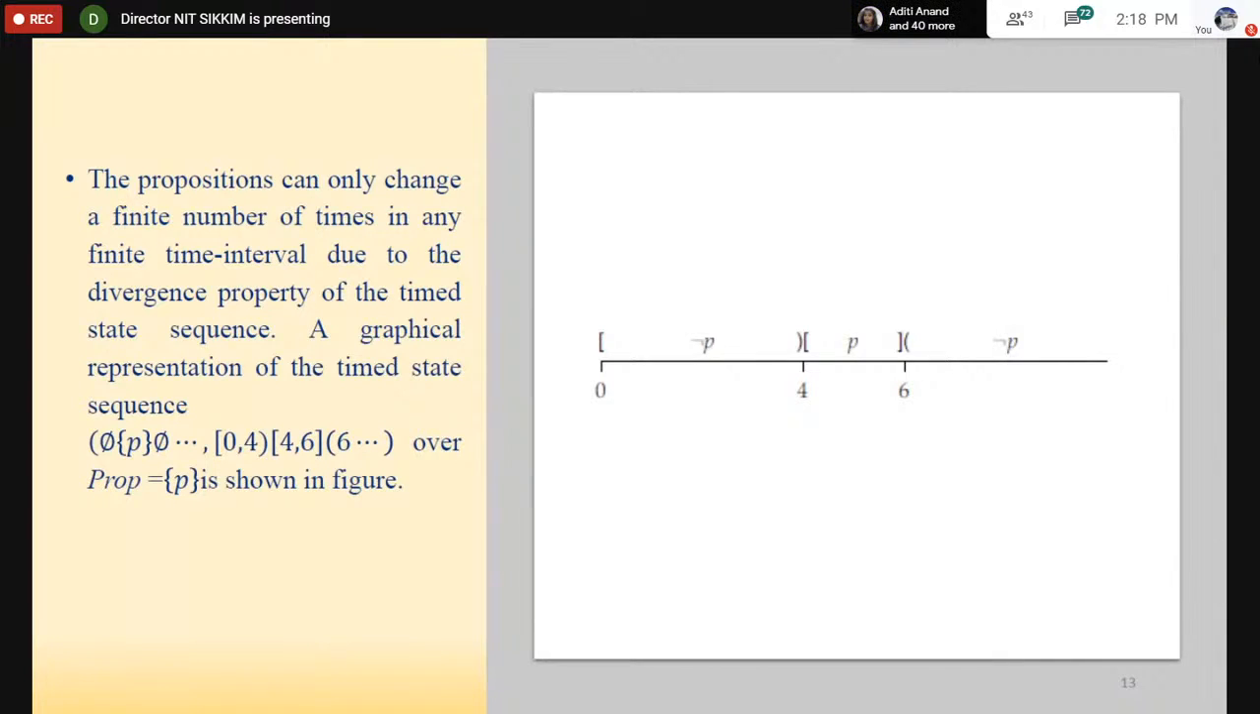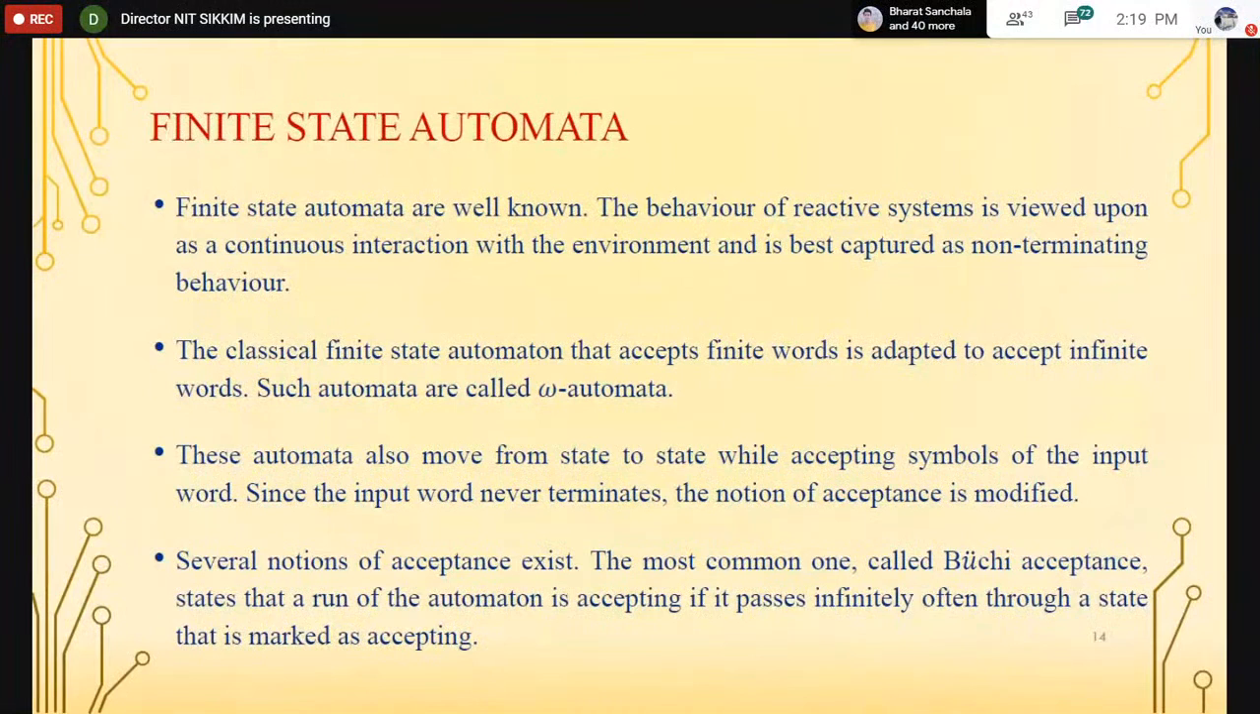So you have an empty state phi, and then you have some proposition p present there. Maybe some condition, let's say your light is on or maybe your light is off or something like this, and then there is no activity. So your sequence of various events you can define, and then you can express them in the form of propositions. What is finite state automata? I think everybody knows about this. So finite state automata is well known.